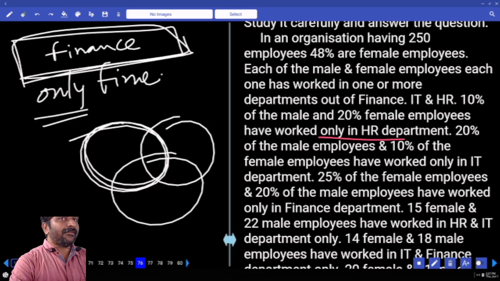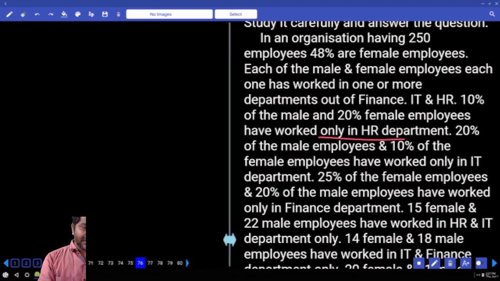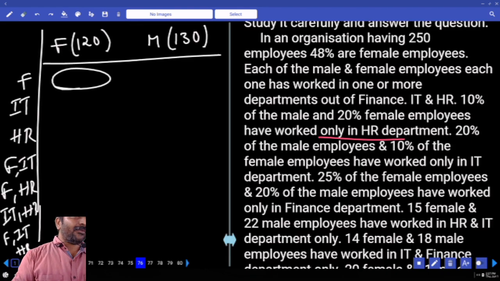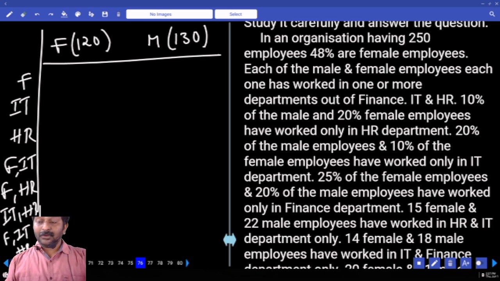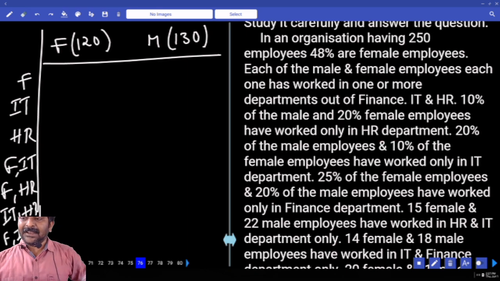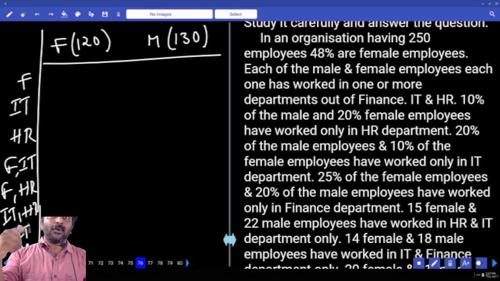If you see the word only for every statement, yes, either this or table. That is a basic difference: when to go with table, when to go with Venn diagram. If the word only is there every time, table is sufficient. If the word only is not there, Venn diagram. Done? Right. So now, don't fill the gap. Let's read the data, because we need to see the word only.